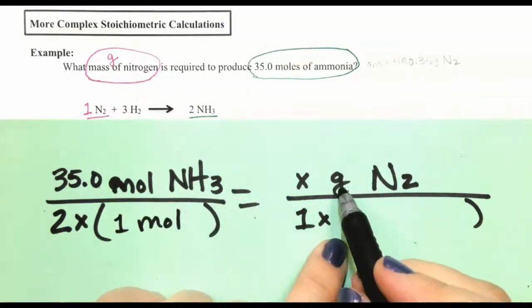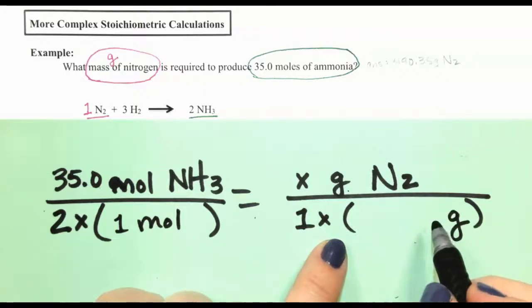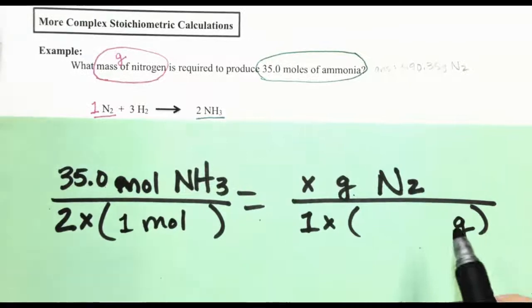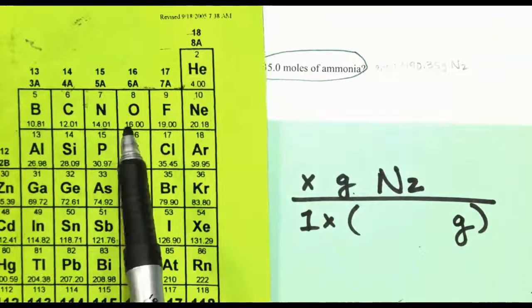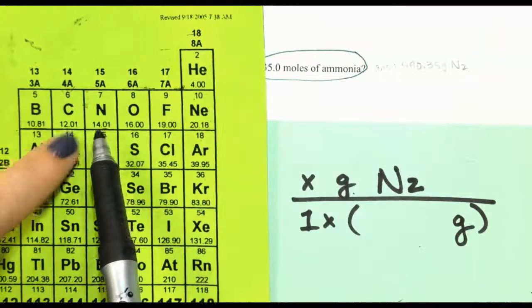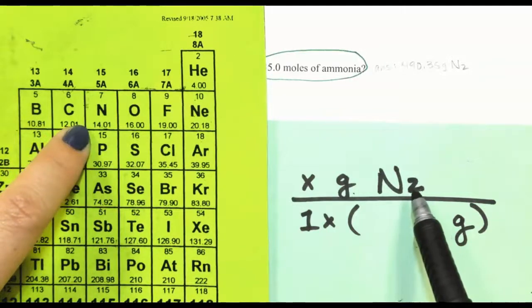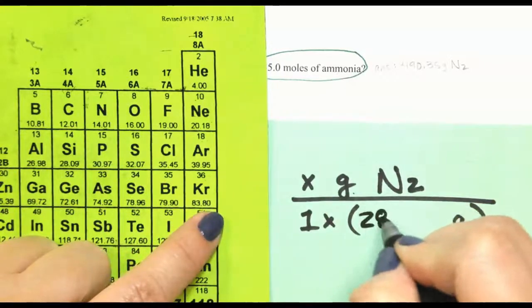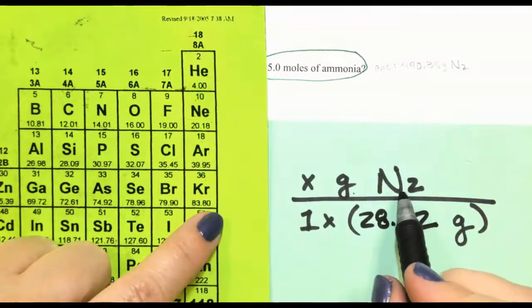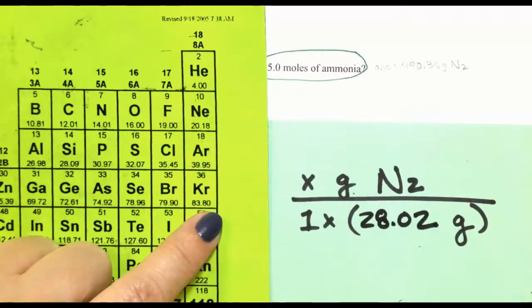However, over here we have grams. So where do we get grams of nitrogen? This is going to be the molar mass of nitrogen, and you get it from the periodic table. Nitrogen on the periodic table has a mass of 14.01, and because there are 2 nitrogens in the formula, 14.01 times 2 is going to be 28.02, and that's my molar mass of nitrogen. I got it from the periodic table, and it's in a unit of grams.